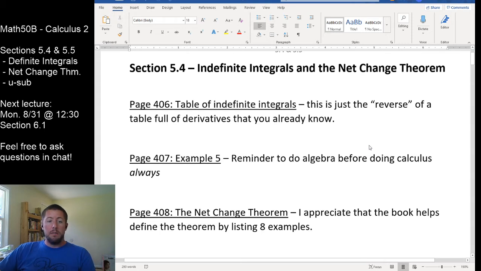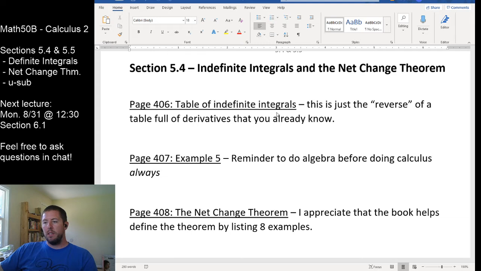First things first, in section 5.4 we are looking at indefinite integrals and the net change theorem. We talked some indefinite integrals yesterday. We'll do some more today. The net change theorem, I guess, is a statement about applications of integrals. All it is is a little argument about units that's very, very easy. And the book does a really good job with the net change theorem of stating it as examples rather than trying to state it formally and hoping you get something out of it. So just some highlights from this 5.4 section.